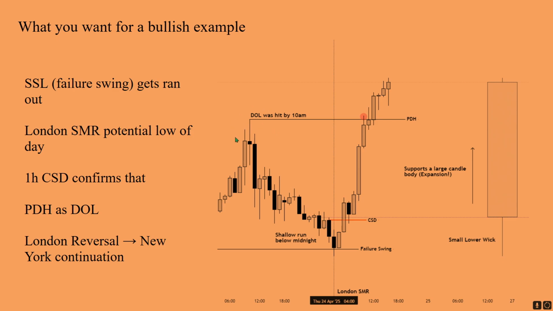We have our drawn liquidity above. We have our previous day high. London reversal, the low is put in at 4 a.m., and that means you can trade the continuation. And you can see, guys, that there was a very shallow run below the midnight opening price here into our key level, which is that failure swing. And this is what I meant earlier by a small lower wick. You can see right here, that supports a large candle body, which is expansion.